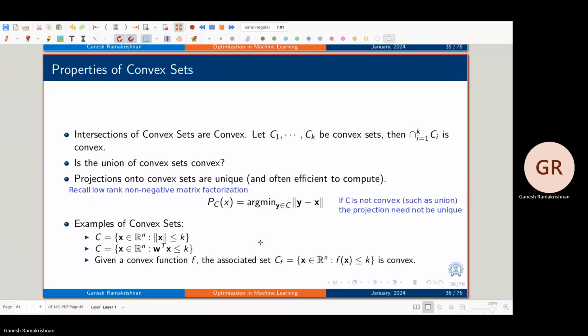Okay. So these are examples of convex sets: norm x less than or equal to k, W transpose x less than or equal to k, which are like hyperplanes. Norm x less than or equal to k is specifically called a what? It's a norm ball. We'll see an example. I'd shown you examples, but norm x less than or equal to k is called a norm ball.